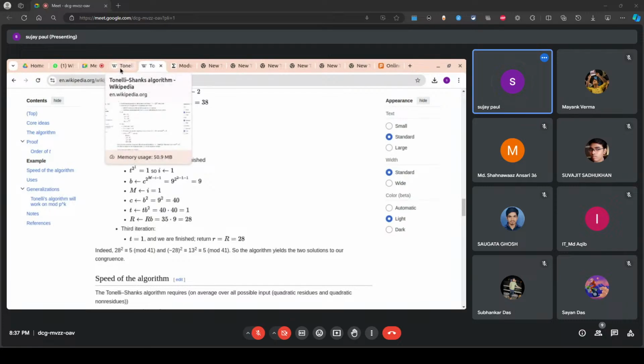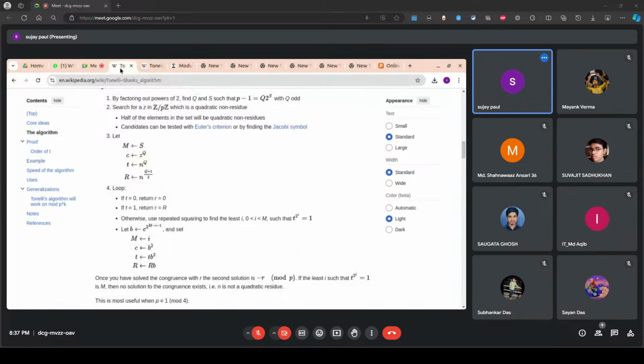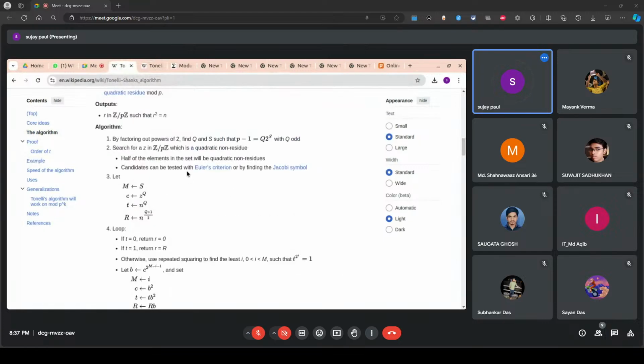Okay. So that's how, using Tonelli-Shanks, we have got the solution of the quadratic equation, where the prime number is in 4k plus 1 format. Okay.